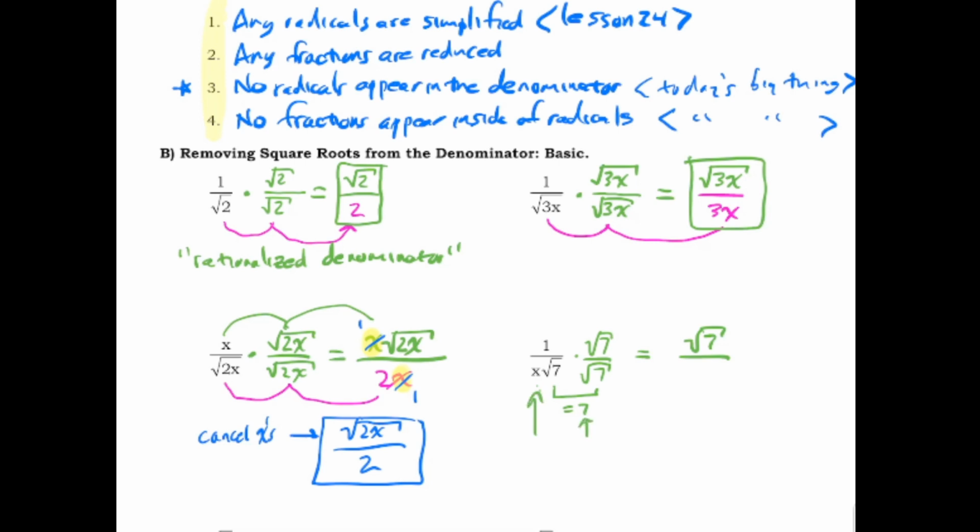So we've got a 7. Just don't forget we got an x there too. So it's going to be a 7x on the bottom. Don't lose any pieces, right? You got to be careful. Don't lose anything. Okay.